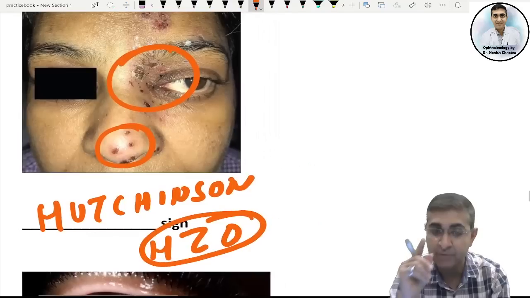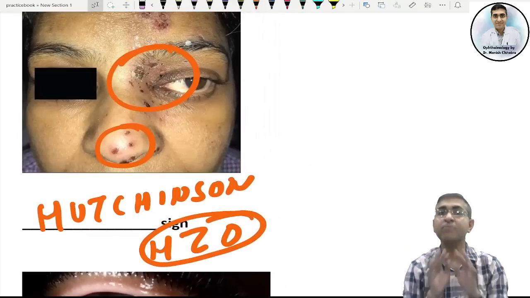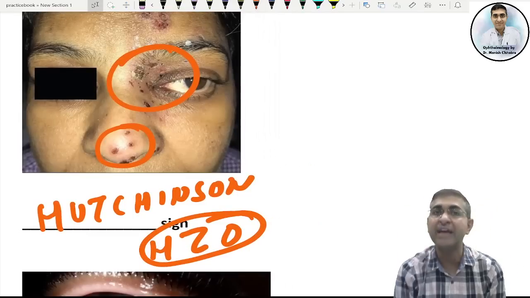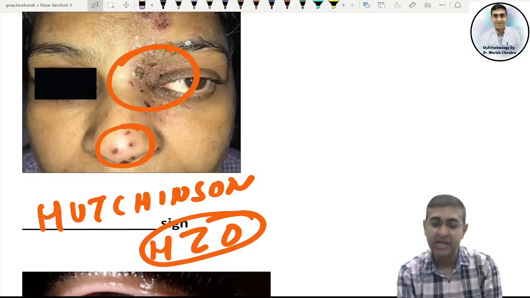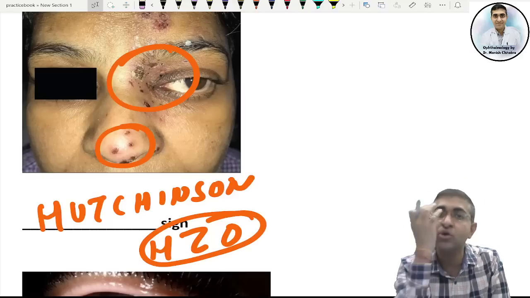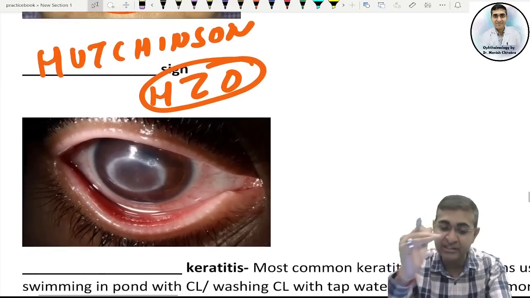Please understand, herpes simplex virus is different from herpes zoster ophthalmicus. Herpes zoster ophthalmicus is actually varicella zoster virus, which is chickenpox virus. And Hutchinson sign is when there is involvement of the tip of the nose. The corneal involvement is inevitable.